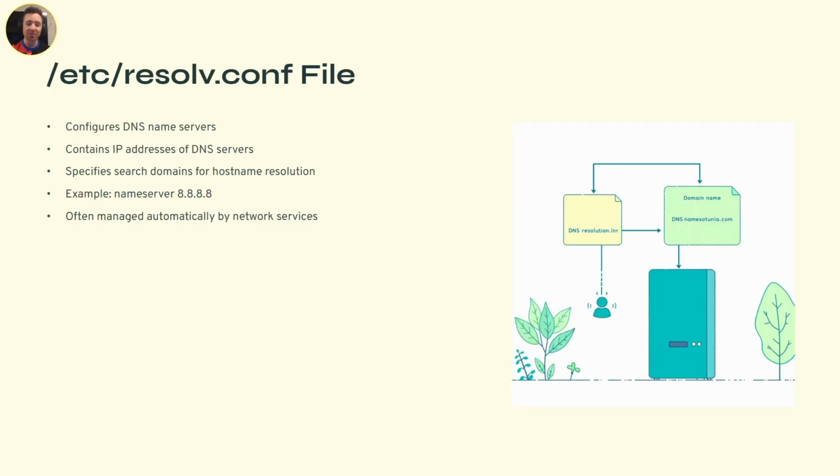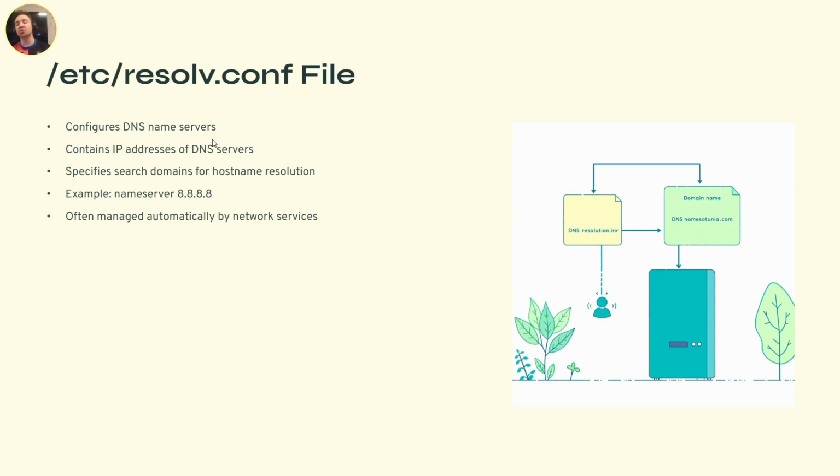All right. And the next one is going to be the etc/resolv.conf file, or config file. So this is configuring DNS name servers. It contains IP addresses of the DNS servers that you're going to be contacting. It specifies the search domains for hostname resolution. For example, it might say, hey, the name server is 8.8.8.8, and it often is managed automatically by network services. So again, for your exam, nice and simple. Forget a lot of what I just said, just nice and simple. The resolv.conf file configures DNS name servers.